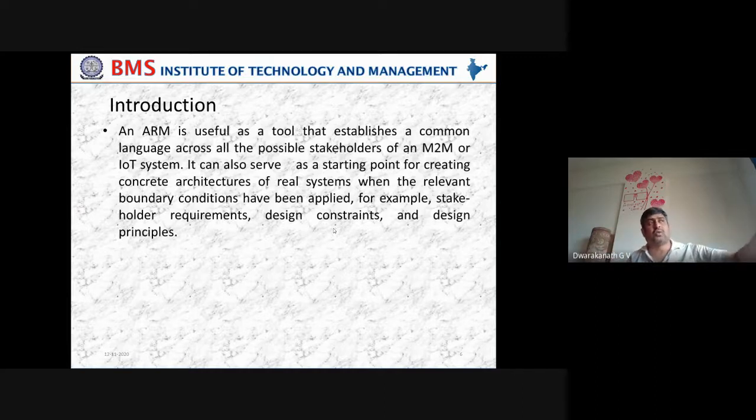If I want to solve this functional requirement, what are the components needed? How to design? How to solve that? For that, what are the constraints I am having? And what principles should I follow while designing one type of thing? So these things will play a very important role in an IoT project.